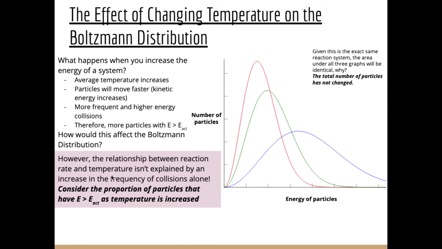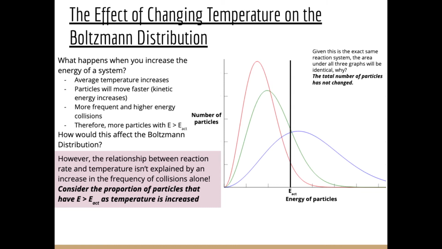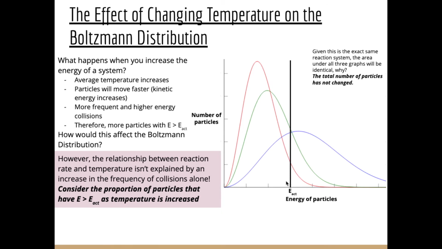However, the relationship between reaction rate and temperature isn't explained by an increase in the frequency of collisions alone. So it's not just the fact that we're having more frequent collisions. Another factor affecting the relationship between temperature and reaction rate is to do with the proportion of particles that have an energy greater than the activation energy as the temperature is increased. So if I pop a random activation energy for this reaction, again, totally arbitrary, for my reaction, I need that much energy in order for a successful collision to occur. Let's see what happens to the proportion of particles that have an energy greater than the activation energy.